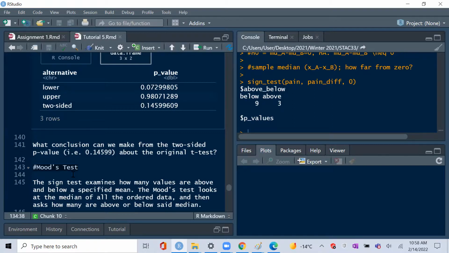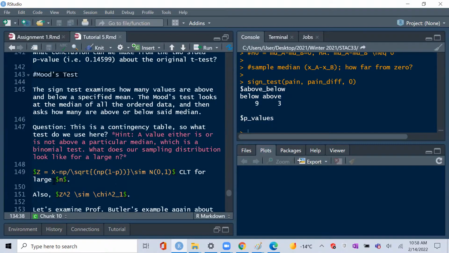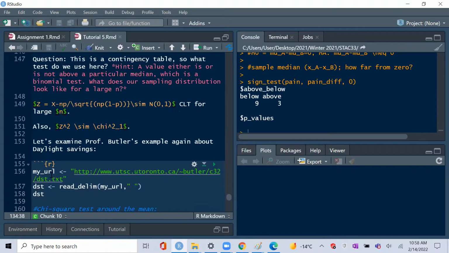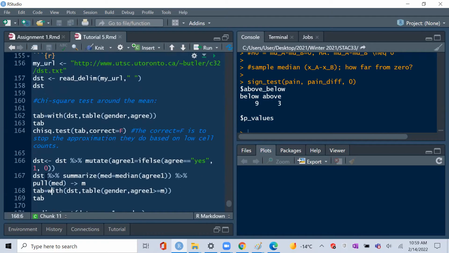Now, obviously, if we increase our sample size, we might get something different. Right now, did you guys hear about the mood's test yet, out of curiosity? Yes or no? Maybe not.